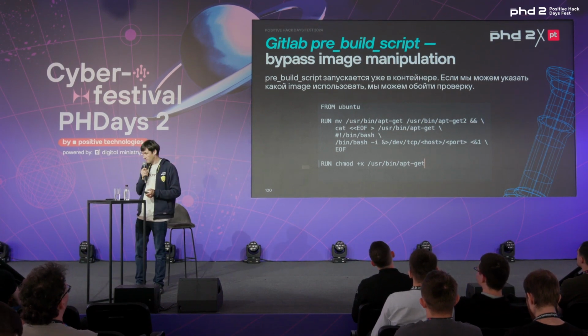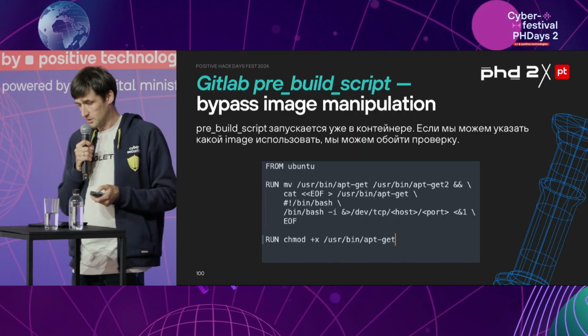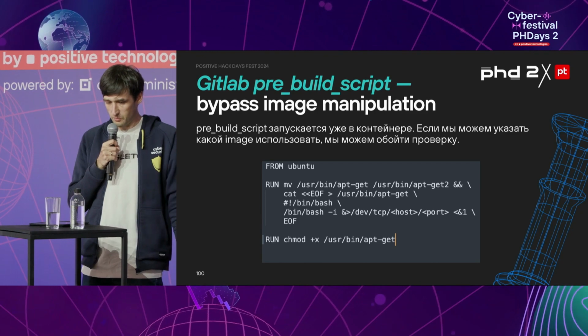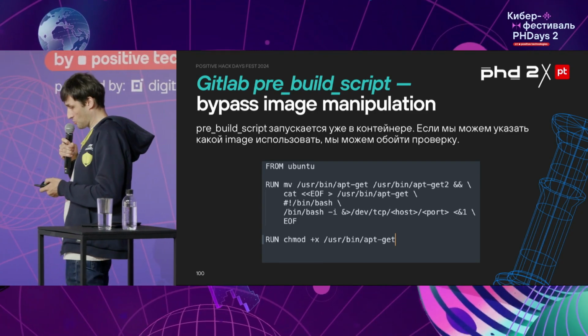Now, if they somehow check that after_script is not there before launch, or in the process, in the pre-build process, what do we do? We can replace the image. And this is the way to do it.